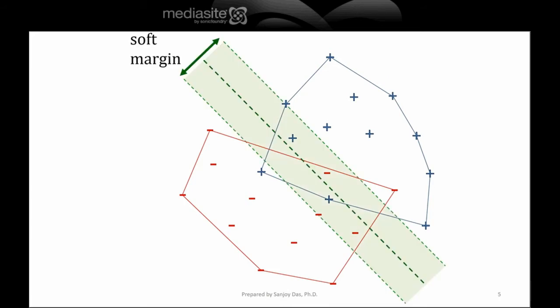So this is the soft margin classifier, and we would of course like all the points to lie outside this forbidden region. The blue points should lie here, the plus points I mean, and all the negative points should lie here. But we are allowed to have some overlap, like all these points. These points are in the forbidden region.